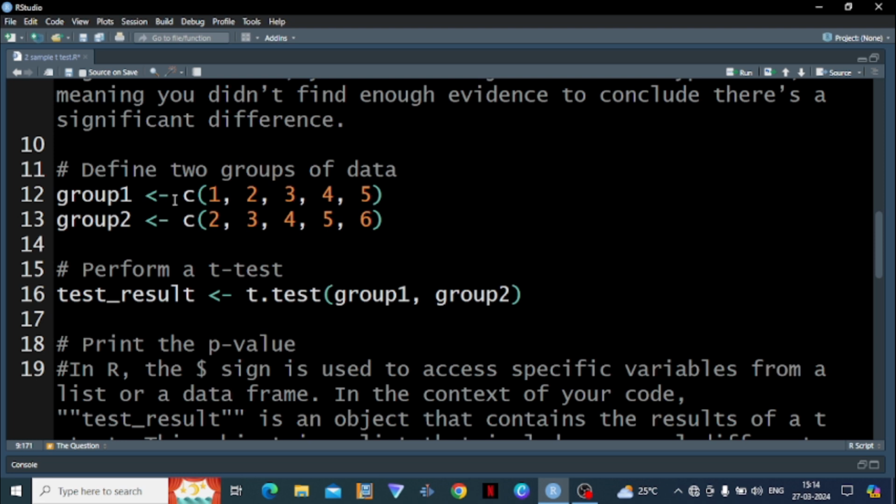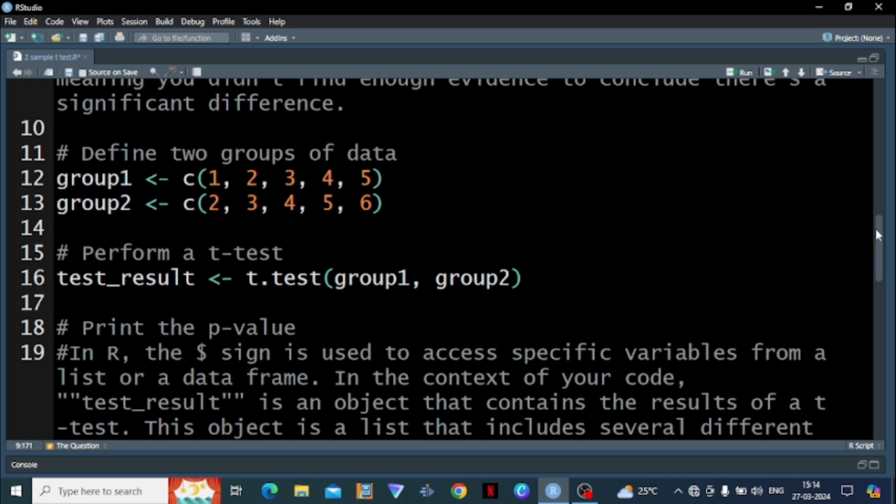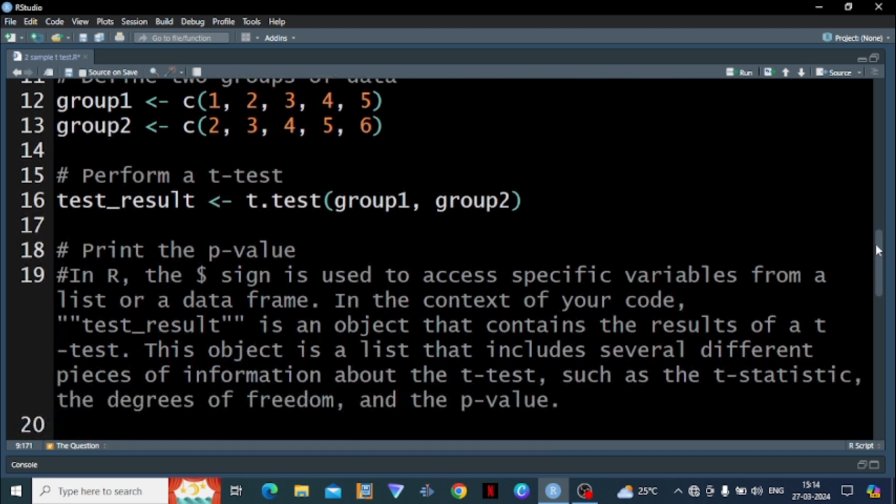We are using c, concatenate or combine, to make these two groups and store them in group 1 and group 2. So this is our data. It can be sample 1, sample 2 or whatever file you have, you use that. But this is only for learning purposes. Then we perform a t-test and store it in the object called test result. This arrow stores the value of the command t.test(group1, group2) into test result.